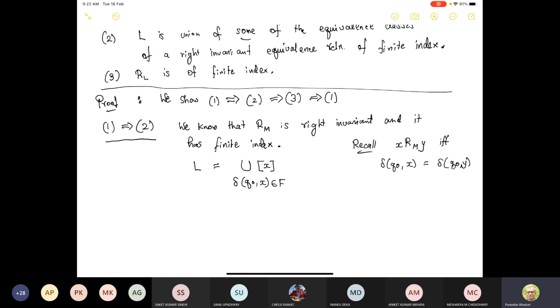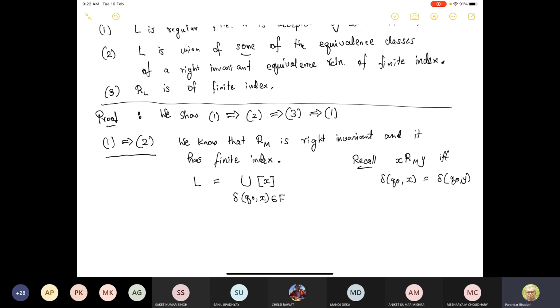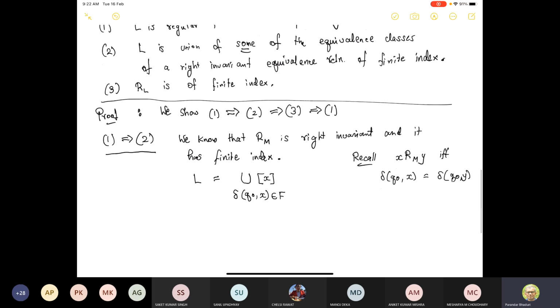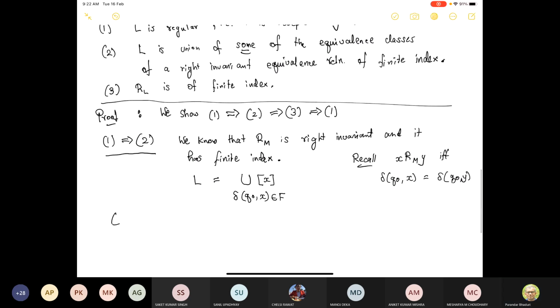Any doubts about one implies two? So we have obtained L as the union of some of the equivalence classes, right? Not all. If we took the union of all the equivalence classes, then of course we'll get sigma star itself. Only those equivalence classes which correspond to final states. Any doubts? So the states correspond to equivalence classes of strings. And we take the union of those equivalence classes which correspond to final states. Okay, I think it should be clear.